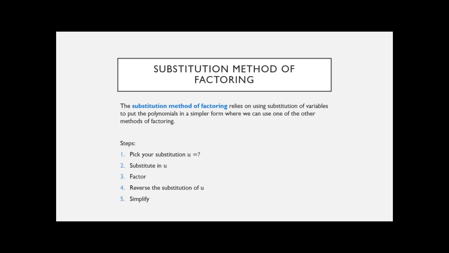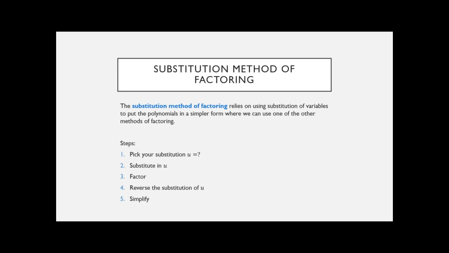So the substitution method of factoring is you're literally doing some sort of substitution. What happens is you have a really complicated looking thing, and you say, well, I've got this thing that's repeated. Instead of using that, I'm going to replace it with a single letter so that it looks simpler. And then you factor. So you've got steps.